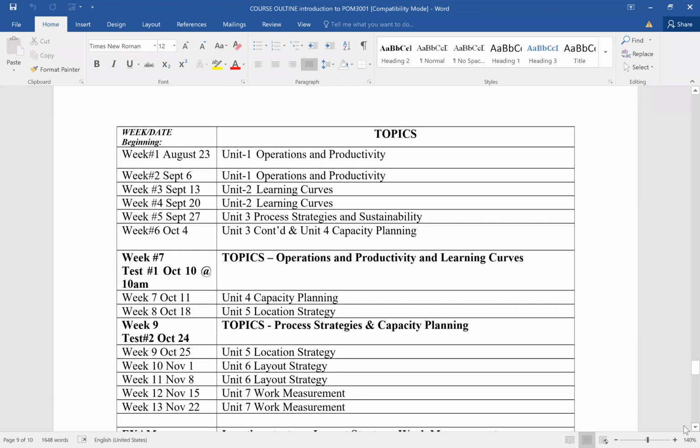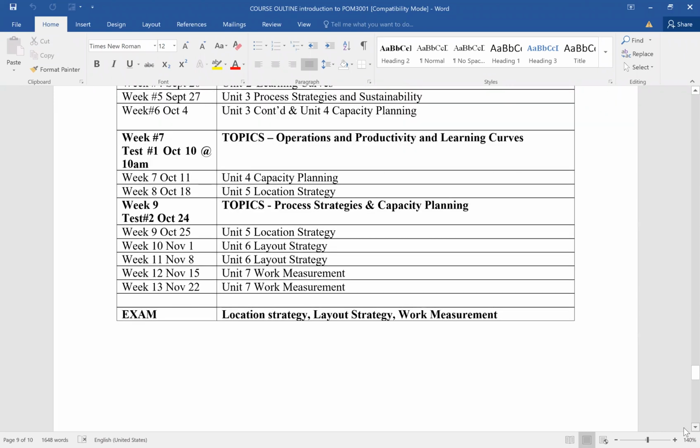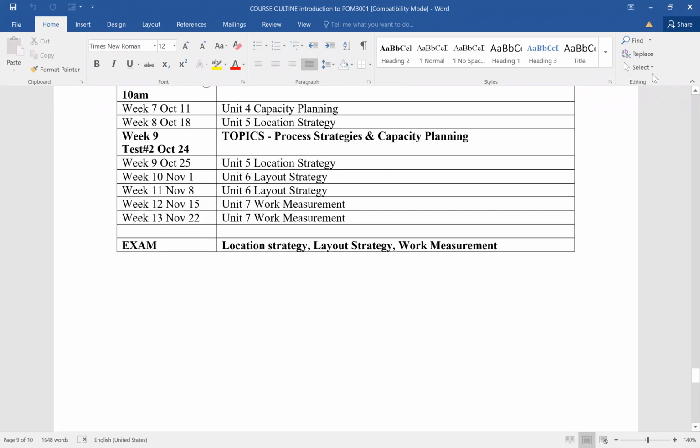And then week 9 is going to be your test 2, where we're going to be looking at 2 topics: process strategies and capacity planning. Then we continue with units 5, 6, 7: location strategy, layout strategy, and work measurement, and that will be it. And then it's on to your final exam, where the topics are location strategy, layout strategy, and work measurement. All right, so that takes us to the 1 hour that we had planned to go through your introduction and the syllabus.